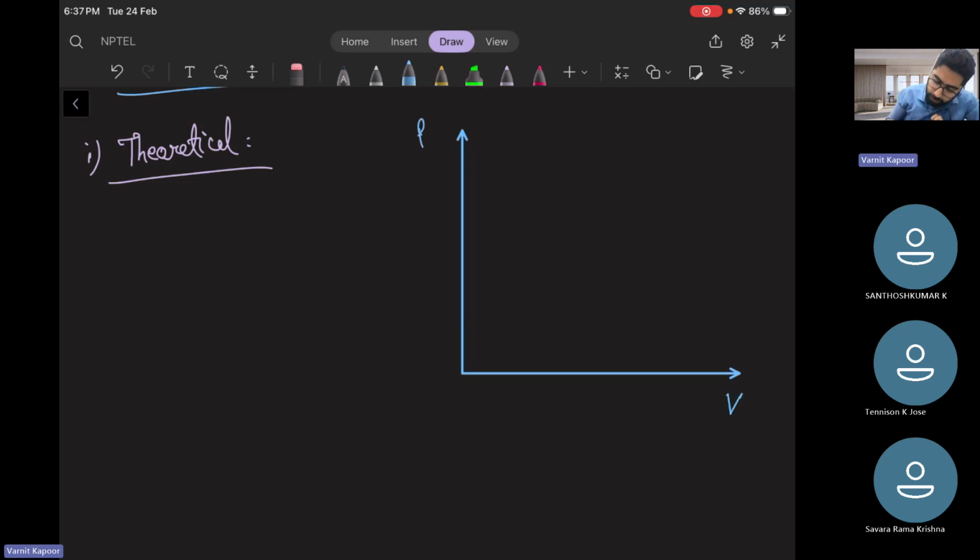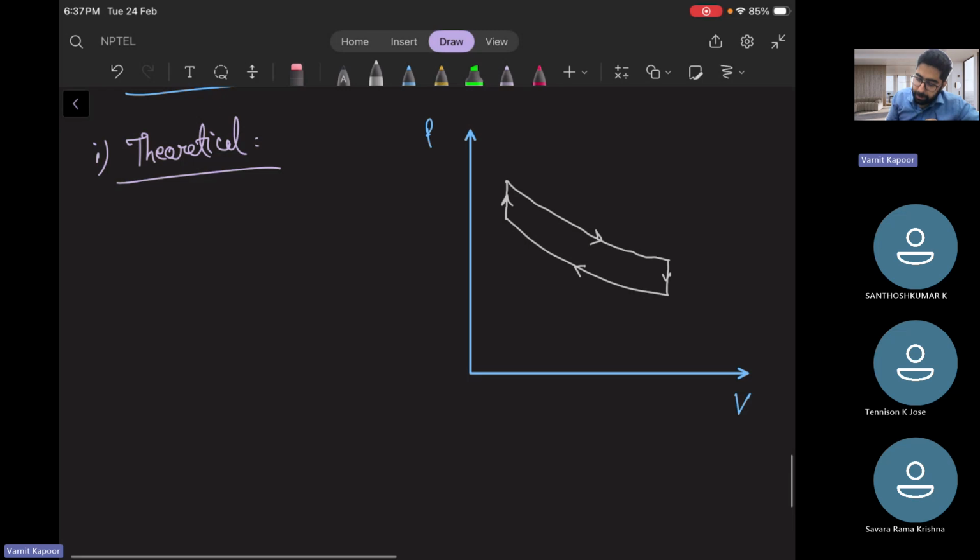We say that our first process is isentropic compression. Then heat addition at constant volume. Then expansion or power stroke, isentropic expansion. And last is heat rejection at constant volume. But there are two other processes also, suction and exhaust, which we don't make here. Why?